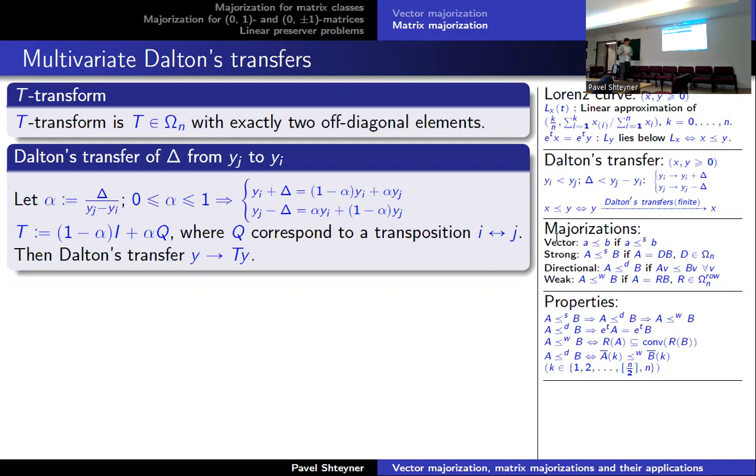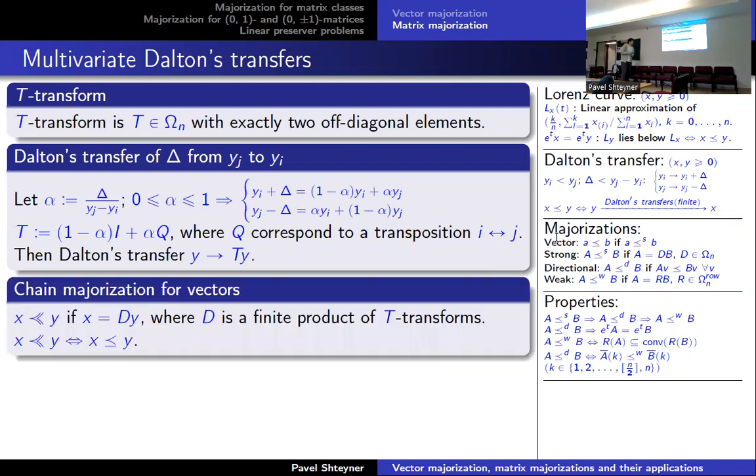So this is indeed a T-transform, a doubly stochastic matrix with two non-trivial elements. And the Dalton transfers take effect by multiplying by the matrix on the left. We can take this as a definition, and this is usually called chain majorization. For vectors, chain majorization is vector majorization, because we know that majorization is equivalent to X being derived from Y by a finite number of Dalton transfers. So chain majorization: X is majorized by Y if X is D times Y, where D is a finite product of Dalton transfers.